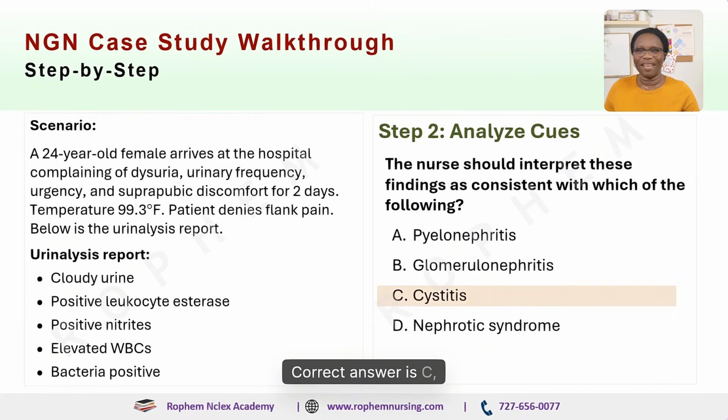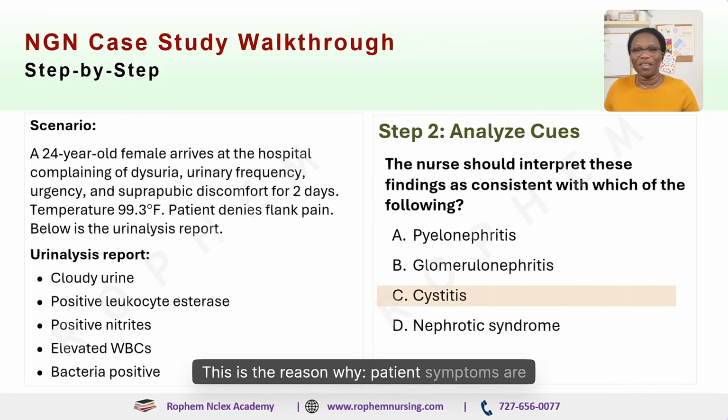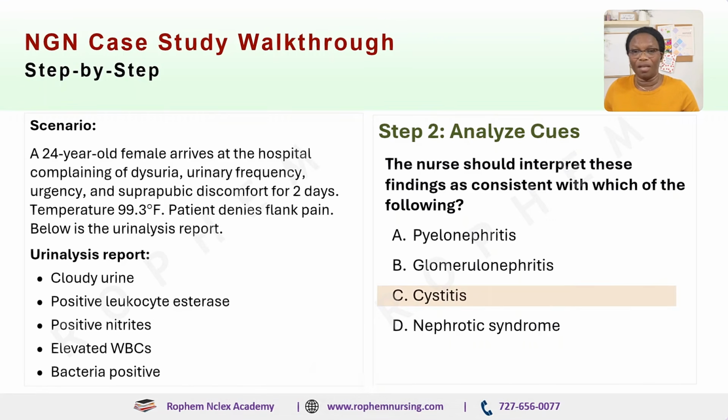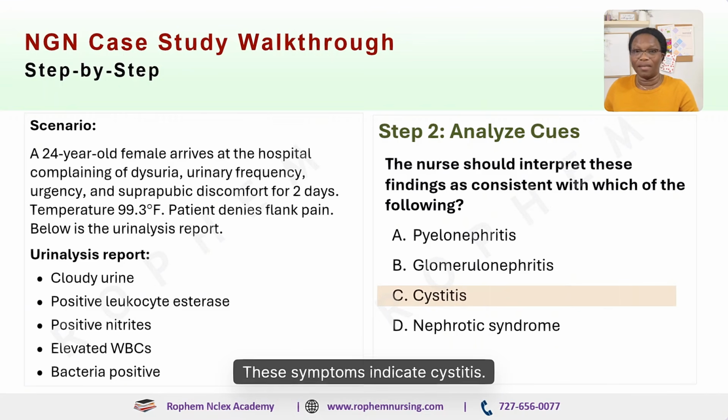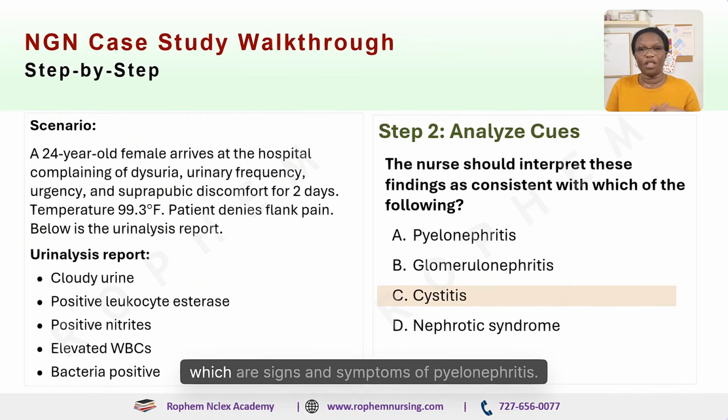Correct answer is C, cystitis. This is the reason why patient symptoms are localized to the bladder without systemic infection. These symptoms indicate cystitis. Pyelonephritis in answer choice A is not correct. She also doesn't have chills and headache, which are signs and symptoms of pyelonephritis.